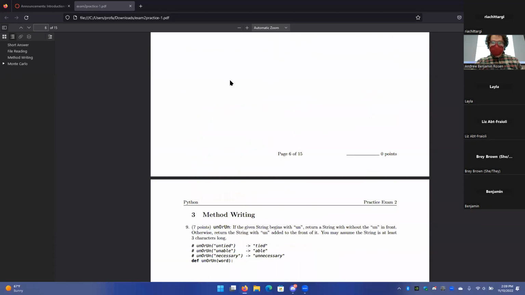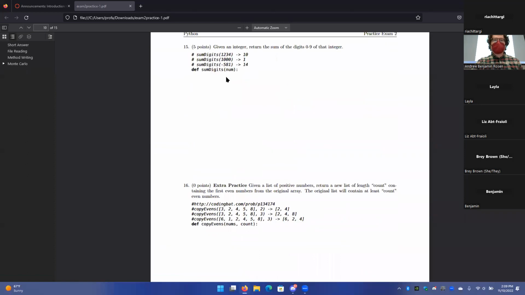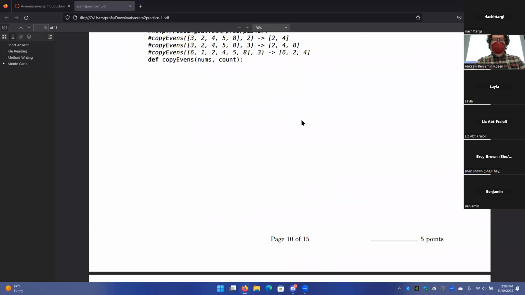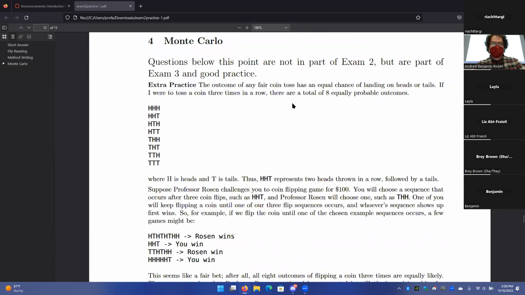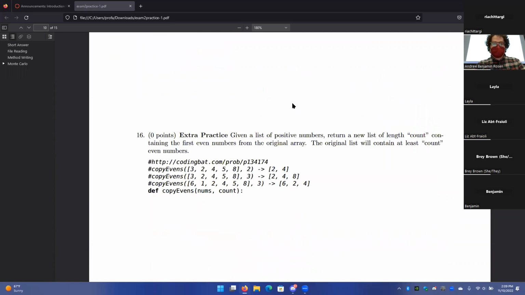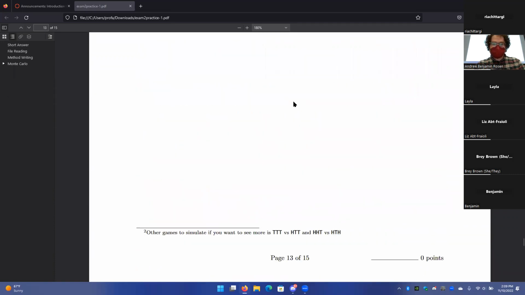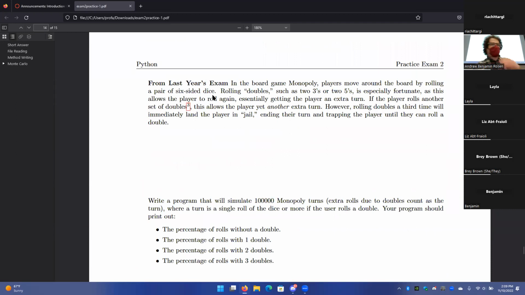Again, I will try to make sure that this is doable within a reasonable time limit. All right, so let's see. Monte Carlo, that one. Yeah, we'll start with the Monopoly one.